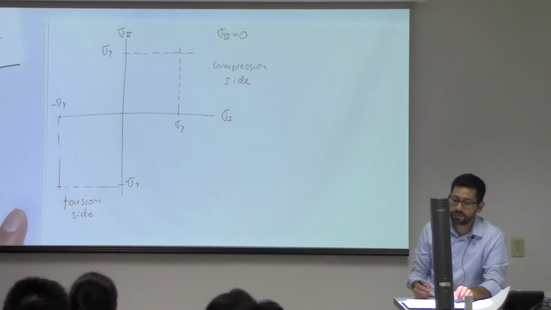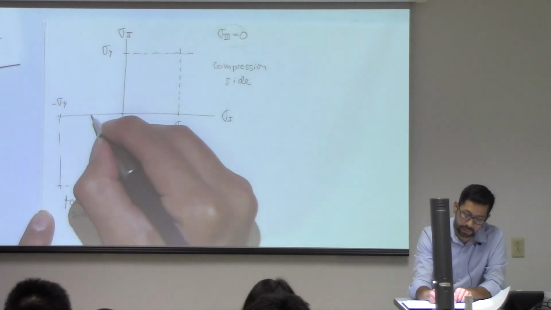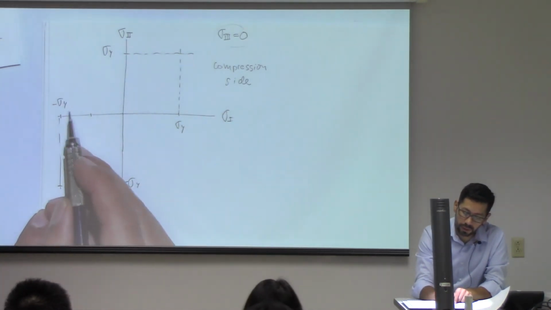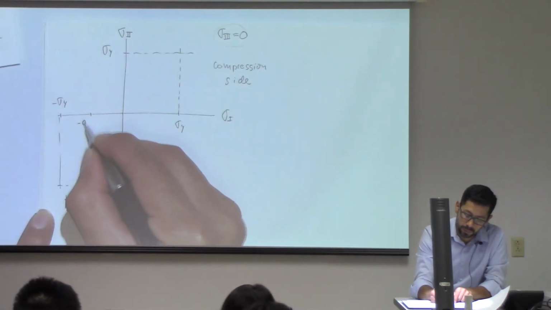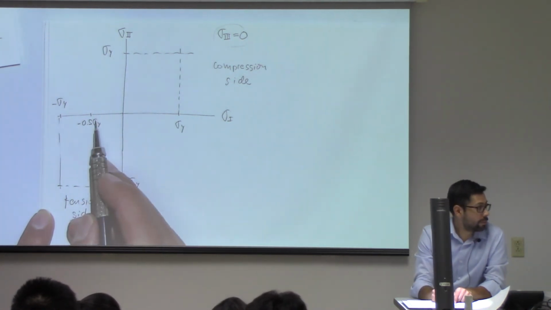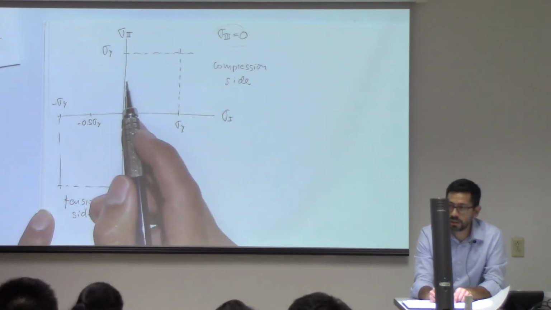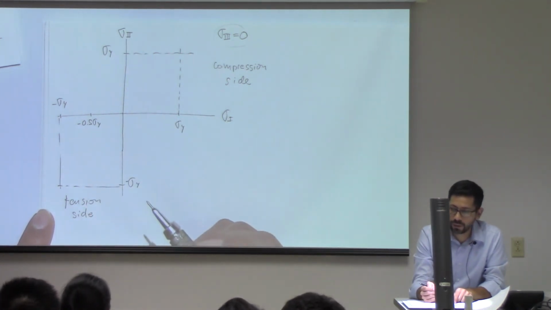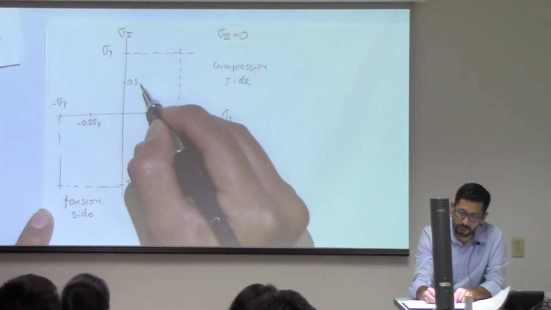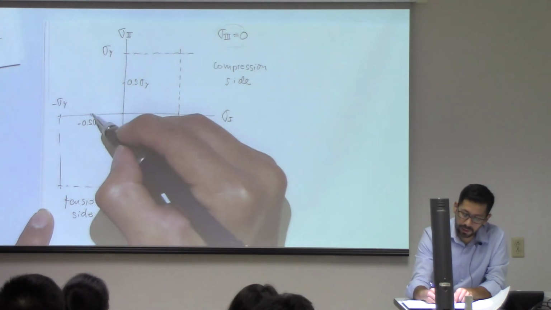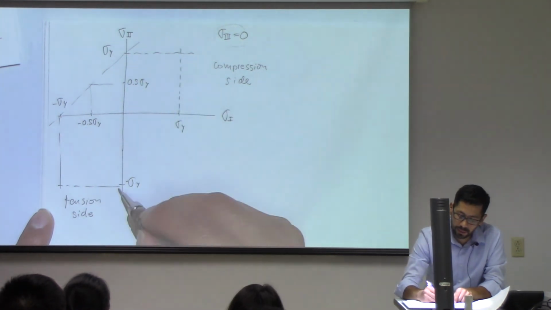And what's going to happen when I have this one stays equal to 0, and I have, let's say, negative sigma y over 2 here. What is the maximum stress I can have in sigma Roman 2? Plus 0.5 sigma y, right? And that, if I extend it, is going to be a line that goes through that.